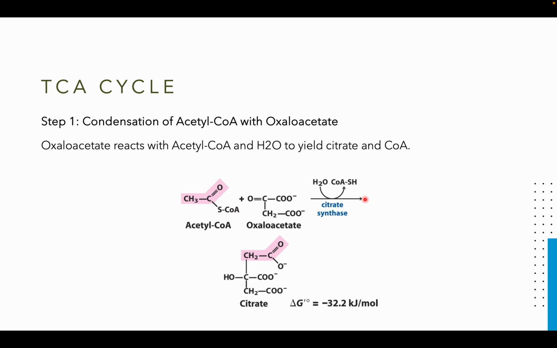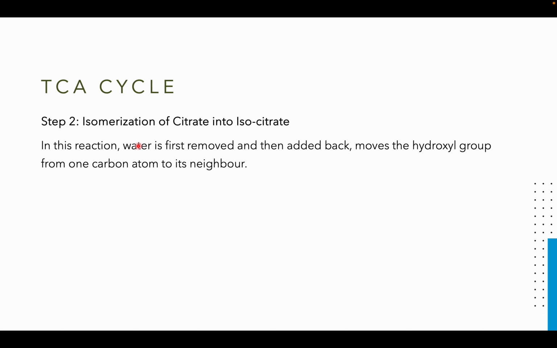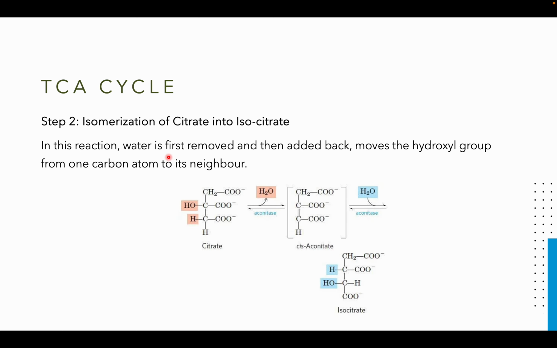Now we have the citrate, which is then isomerized to form isocitrate. In this reaction, one water molecule is removed to form the double-bonded cis-aconitate, and then by the same enzyme, a water molecule is added at a different place. Here you can see that before it was at the 3rd carbon, now it's at the 4th carbon. So from citrate we form isocitrate.